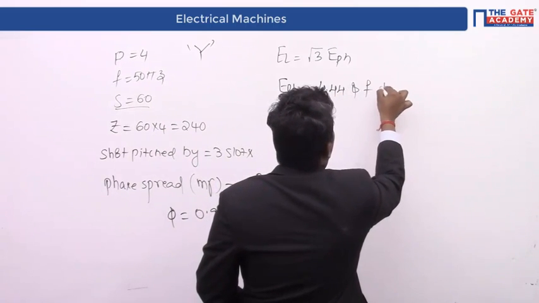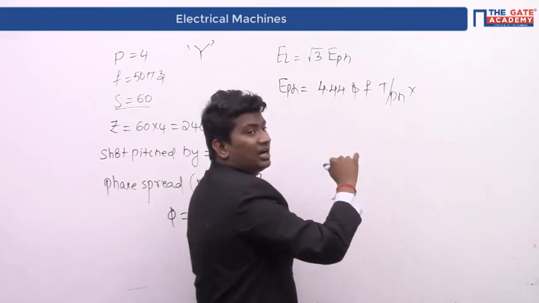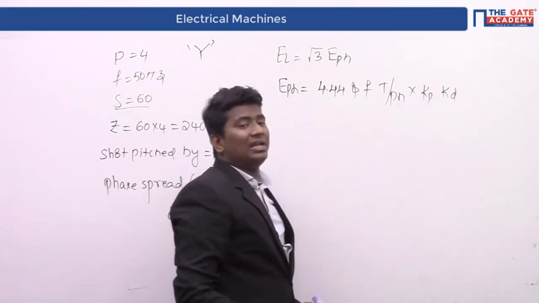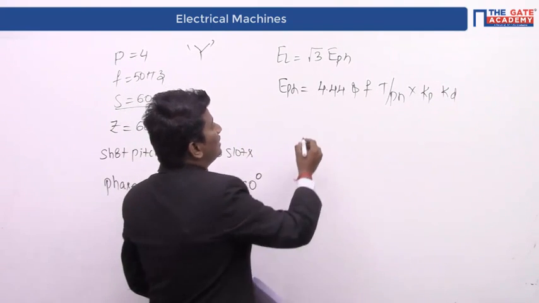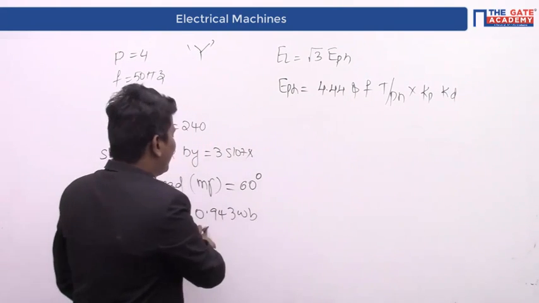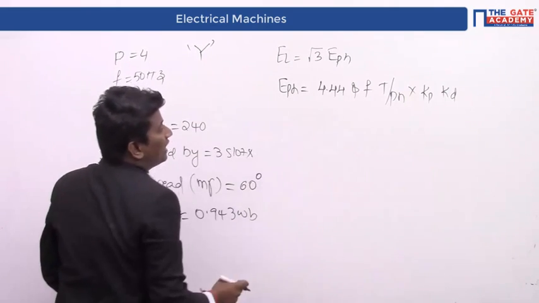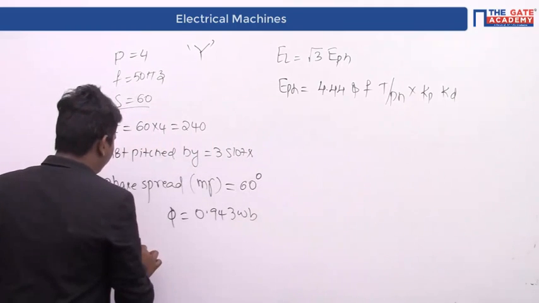4.44 f times turns per phase, Kp and Kd, where Kp and Kd are called pitch factor as well as distribution factor. In this we know everything. We know flux, 0.943. Frequency we know, 50 Hz. But we have to find out turns per phase, Kp and Kd.